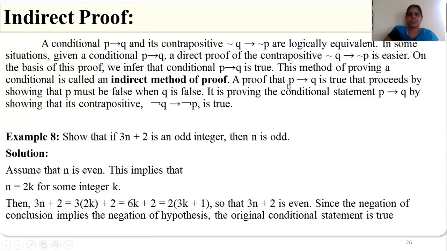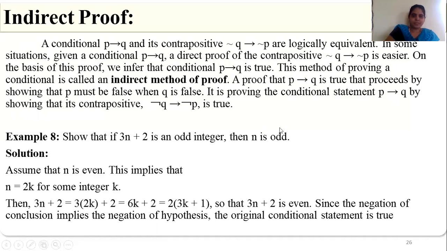In this, the proof that P implies Q is true proceeds by showing that P must be false when Q is false. It is proving the conditional statement P implies Q by showing its contrapositive, negation of Q implies negation of P, is true. Let's consider an example: if 3n plus 2 is an odd integer, then n is odd.